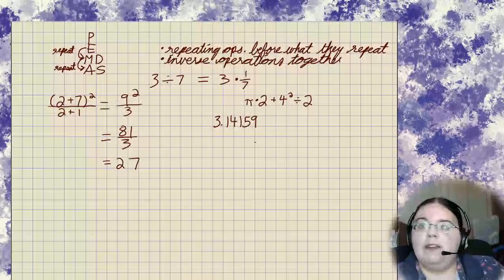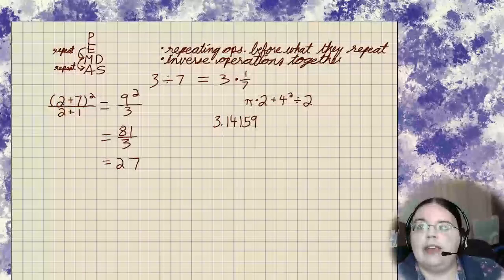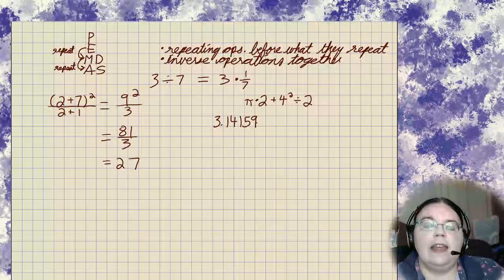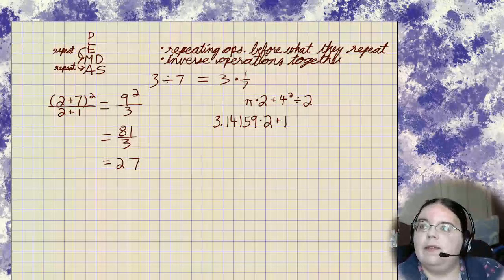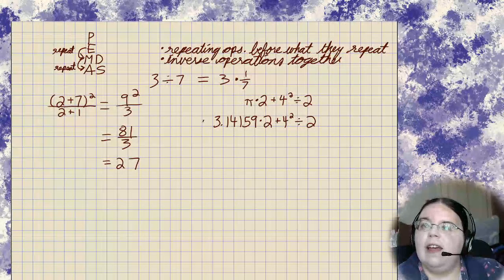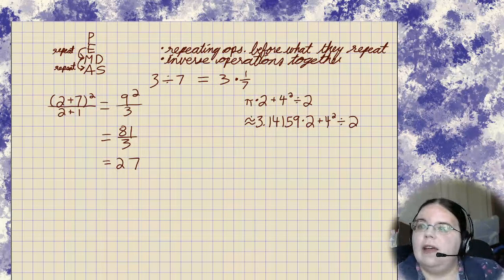That'll just help make sure that if I have any rounding errors along the way, they'll be over here in the 5 and the 9, in places that would get cut off at the end anyway. So we'll have 3.14159 times 2 plus 4 squared divided by 2. And again, that's approximately equal to what we start with. Okay, so then what happens? No grouping symbols, exponents. Oh, 4 squared, well that's 16.